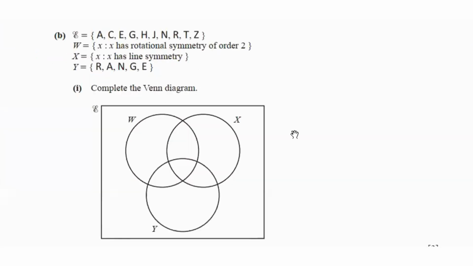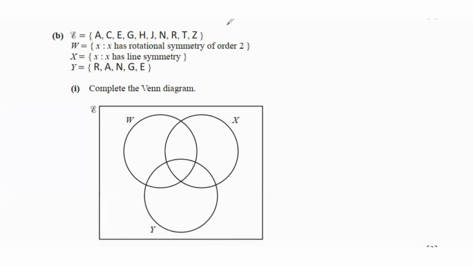So if you look at part B of question number 5, it says that our universal set contains the alphabets A, C, E, G, H, J, N, R, T, Z. W has those elements which have a rotational symmetry of order 2, and X has those elements which have a line of symmetry. And Y has the alphabets R, A, N, G, E.